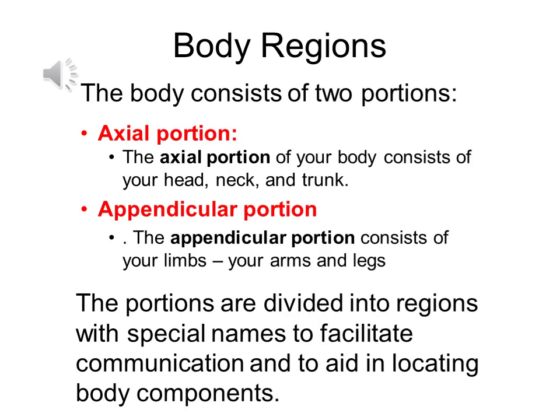So let's take a minute to talk about body regions. The body is divided into what we call two portions, the first one being the axial portion. Axial refers to your head, your neck, and the trunk of your body. And the term appendicular refers to your appendages, which are your arms and your legs. So the appendicular portion of the body is really just the limbs, the arms and the legs.